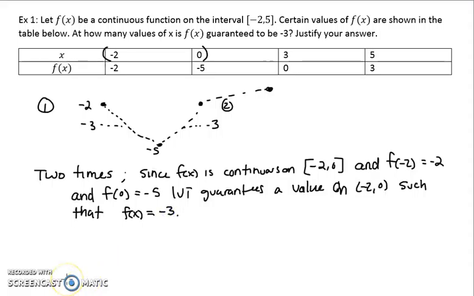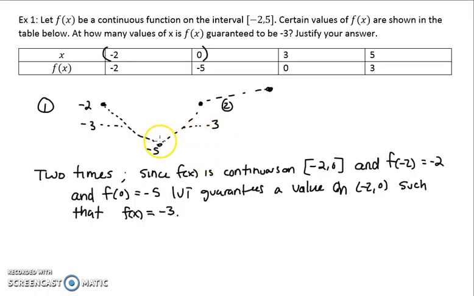So again, we don't know where it happens in between negative 2 and 0, but we know that it's going to happen at least once. It could happen more, but we know it has to happen at least one time. So there's our justification. Since f of x is continuous on negative 2 to 0, and f of negative 2 equals negative 2, and f of 0 equals negative 5, IVT guarantees a value on negative 2 to 0 such that f of x equals negative 3.